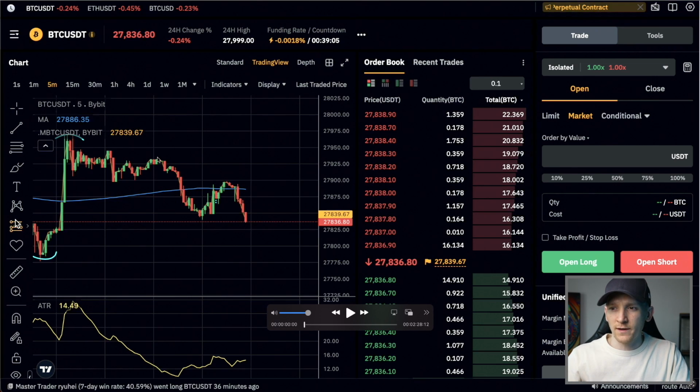Firstly, this is the move right here. So I was looking potentially to go short because you have the impulse up here and then you have a sell-off where price action is getting weaker.